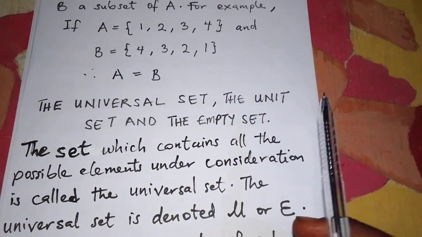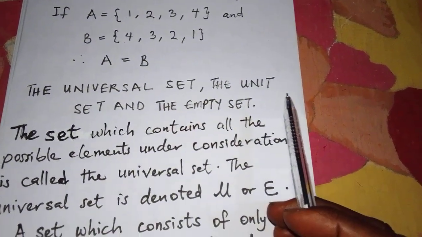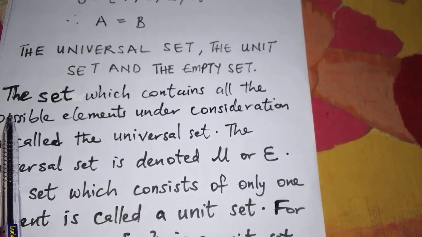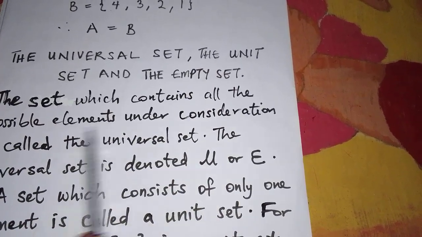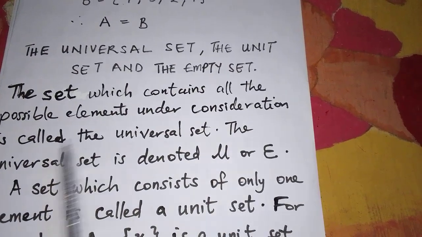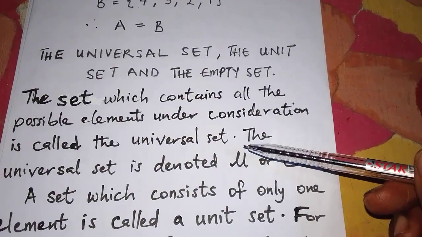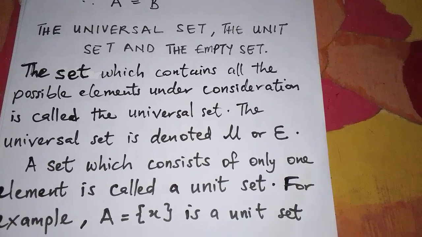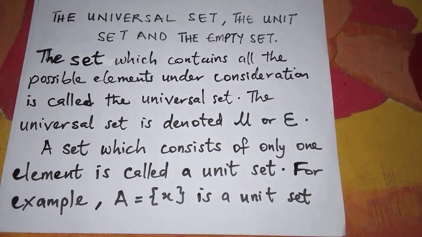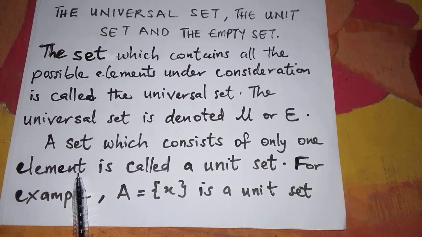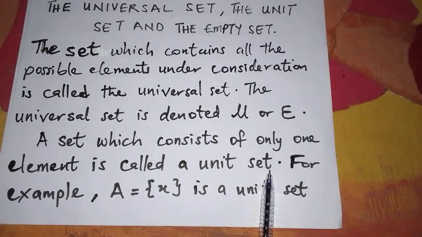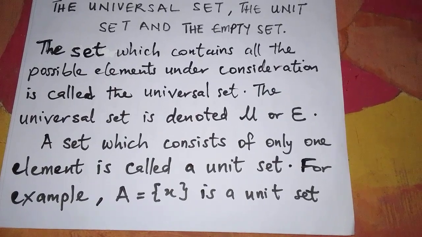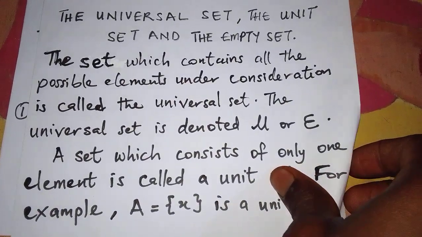Now let's come to the concept of the universal set, the unit set, and the empty set. When you talk of the universal set, it means the set which contains all the possible elements under consideration. It's what we know as a universal set. Now it is denoted by this symbol or this. When you say a unit set, a set which consists of only one element is called a unit set. So if the members of a set are just one, that is a unit set.